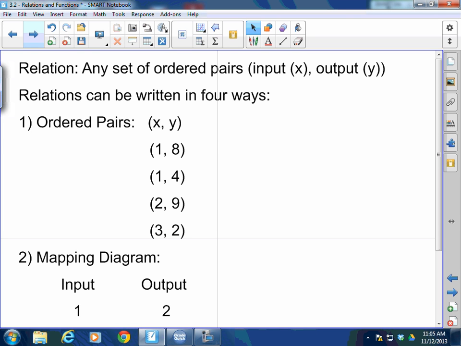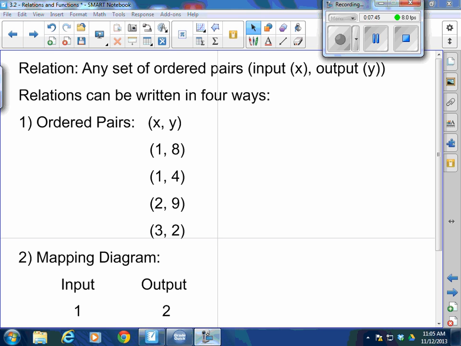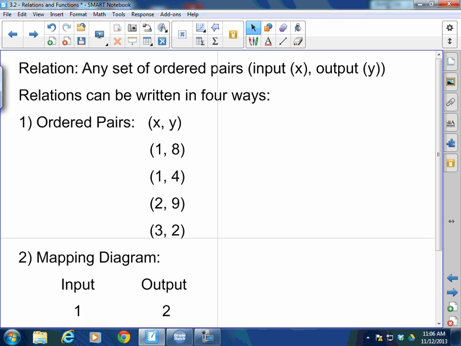A relation is any set of ordered pairs. You have an input, which is your x, comma, the output, which is your y. Any set of ordered pairs is a relation. They don't have to make sense. They don't have to be part of a formula. Any ordered pairs written down in a series, in a collection, is called a relation. So, a relation is simply any set of ordered pairs.